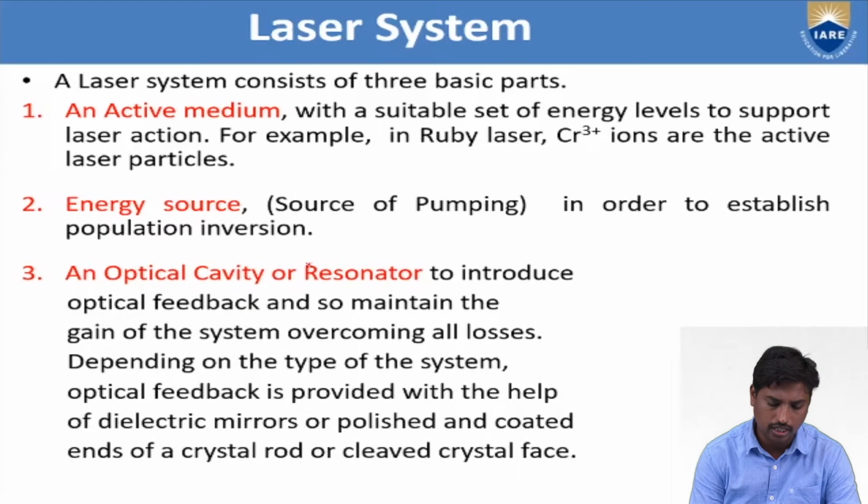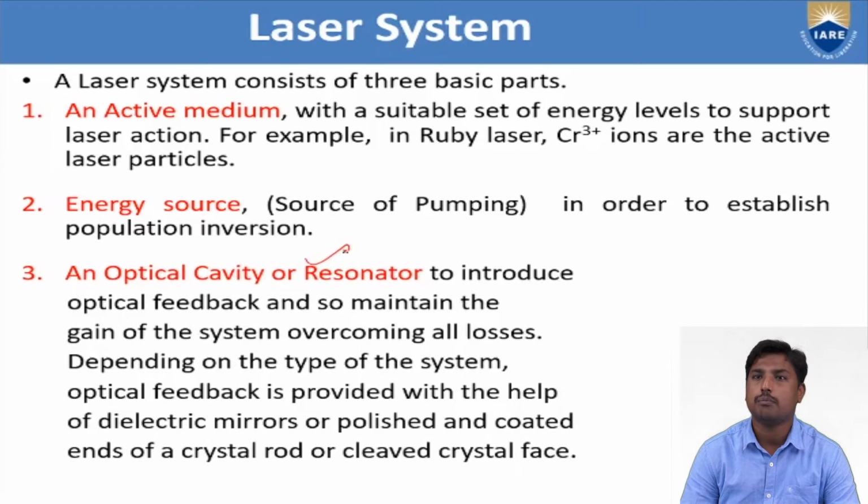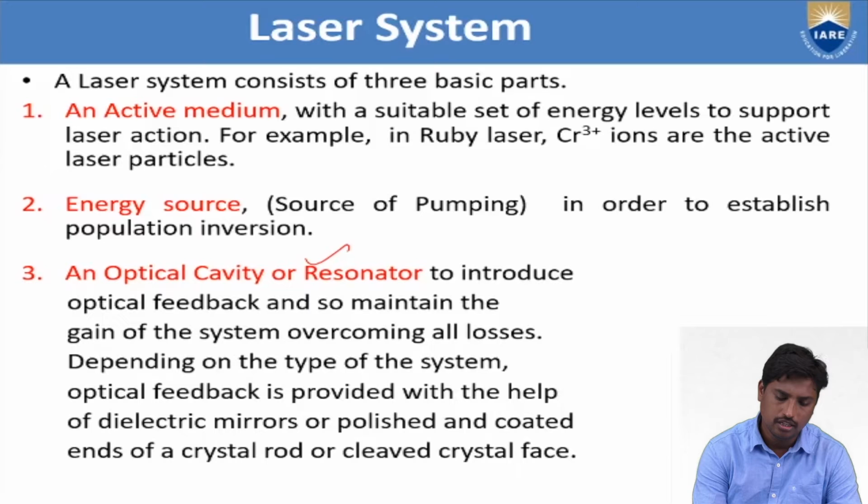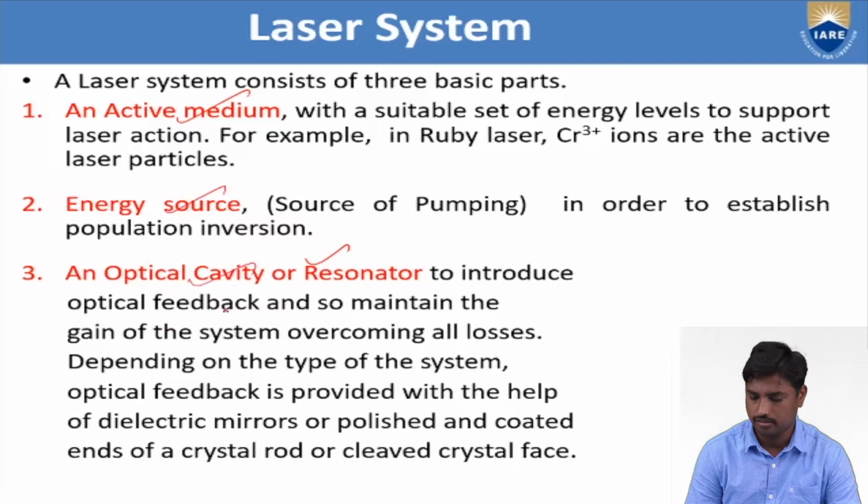The third one is the optical cavity or resonator, to introduce optical feedback and so maintain the gain of the system, overcoming losses. Depending on the type of the system, optical feedback is provided. Usually we use two mirrors, polished at the two ends. One is 100% coated, one is 99% or 95% coated. These are used as the optical cavity or resonator. These are the three basic parts involved in the laser transition: the active medium, the energy source, and the optical cavity or resonator.